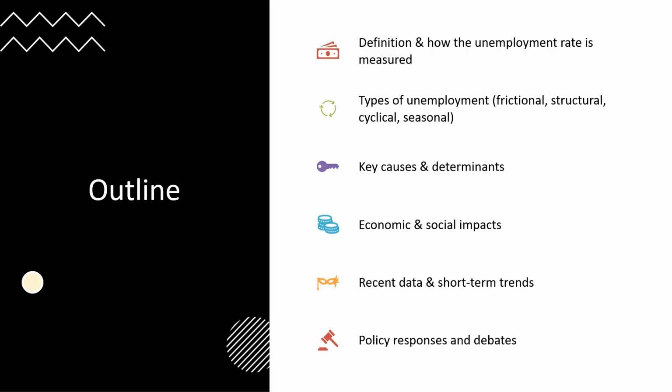Well, first of all, the outline for this presentation. We're going to start with a definition and how the unemployment rate is measured. Then we'll go into the types of unemployment: frictional, structural, cyclical, and seasonal. Then we'll talk about some of the key causes and determinants, the economic and social impacts, and I'll also present to you some recent data and some short-term trends, and then finally policy responses and debates.